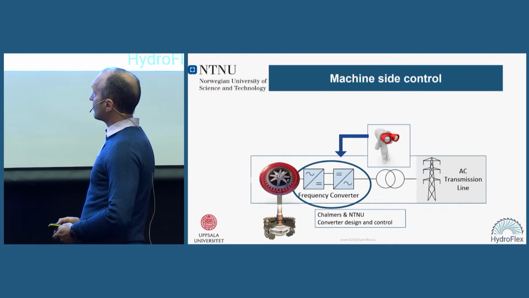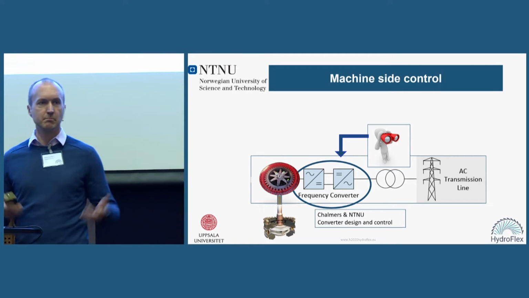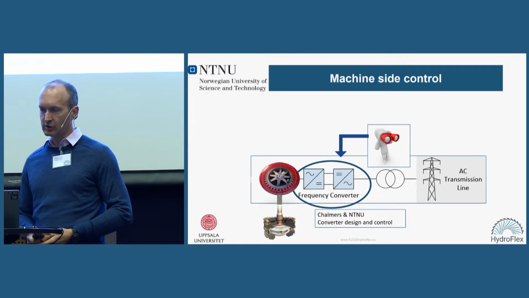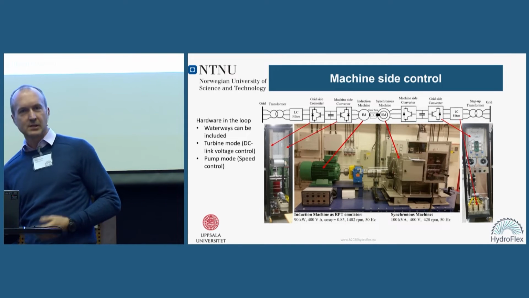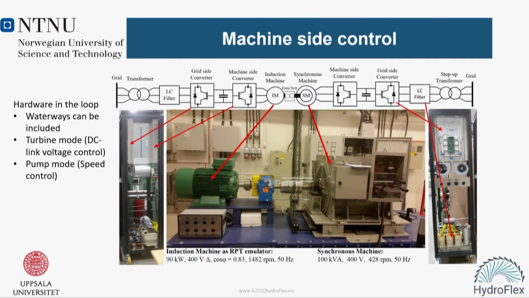So let's go into the frequency converter from Chalmers and NTNU. So the control of them and also the design of multi-megawatt converters. This is a busy slide, but it's quite a nice setup where, you don't see a turbine here, but you see an induction machine that can be operated as a turbine, controlled as a turbine. You can even implement the waterways and behavior of the power plant in that control. So that's the green machine on the left. And then the machine on the right here, that's the synchronous generator, which previously was directly connected to the grid, but now there's a converter there as well.